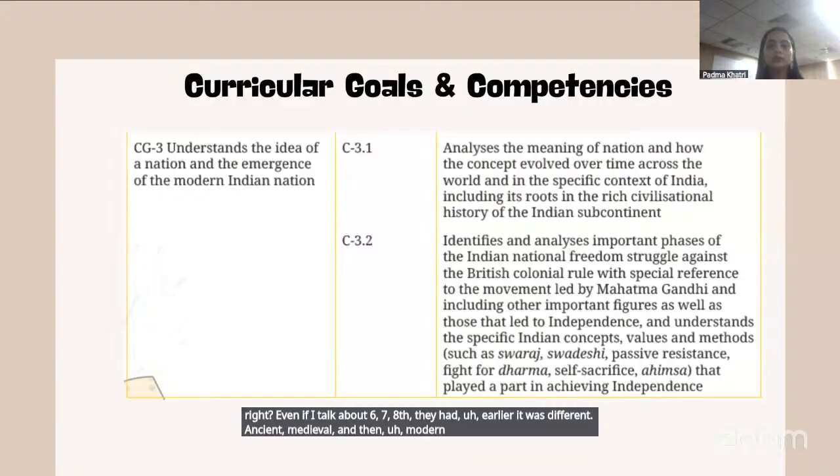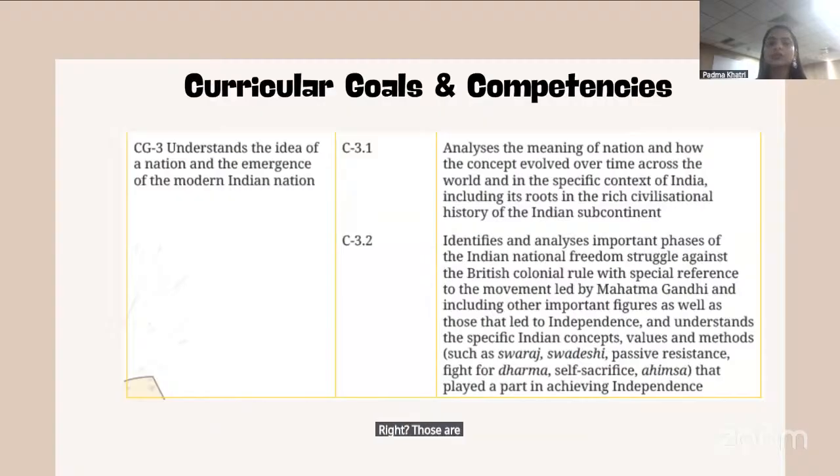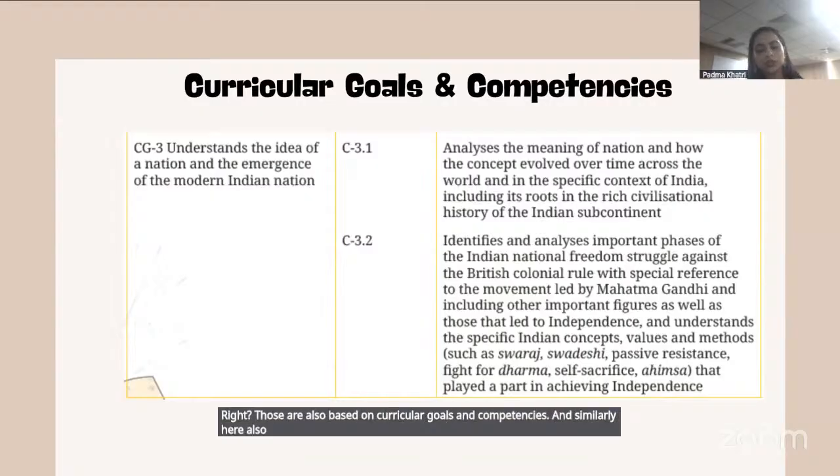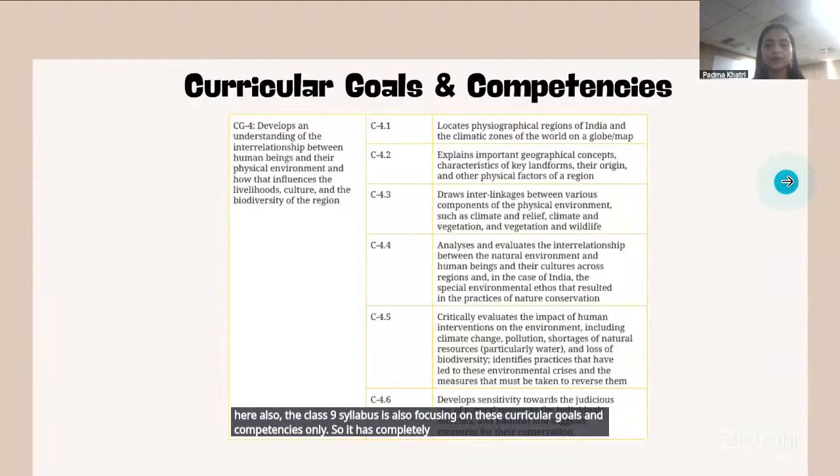But now the middle stage has also changed, right? Those are also based on curricular goals and competencies. And similarly here also, the class 9 syllabus is also focusing on these curricular goals and competencies only. So it has completely changed.